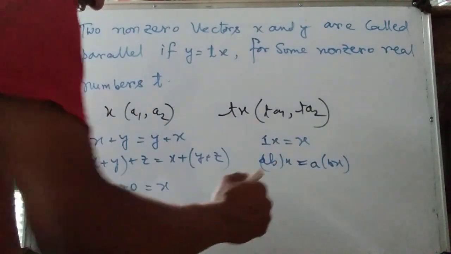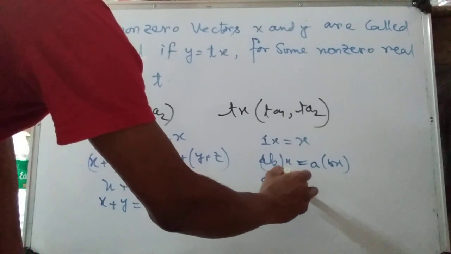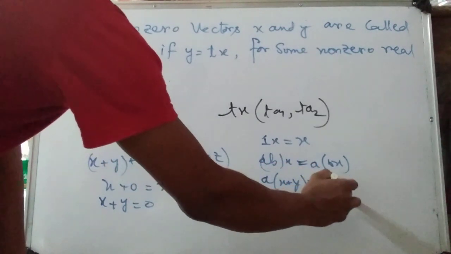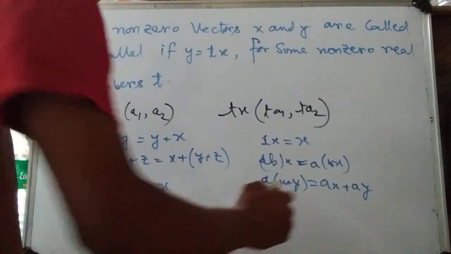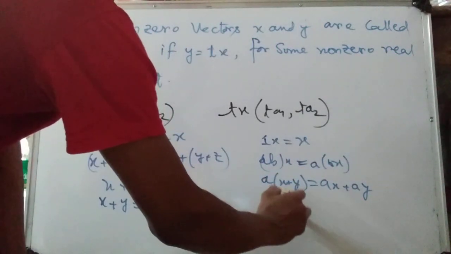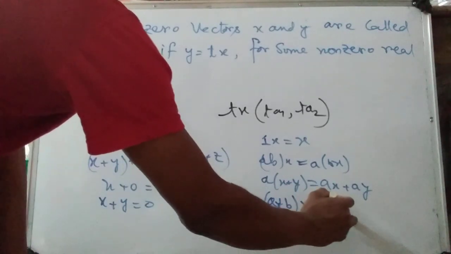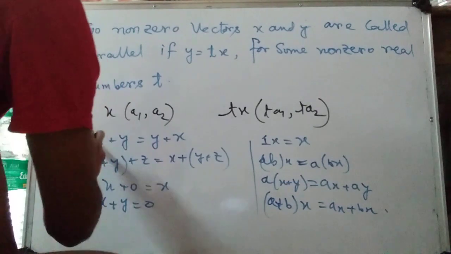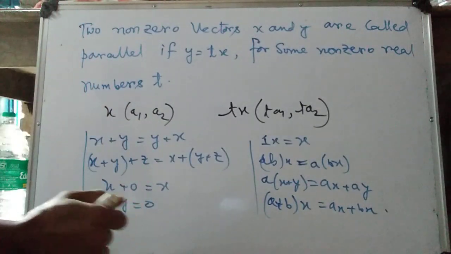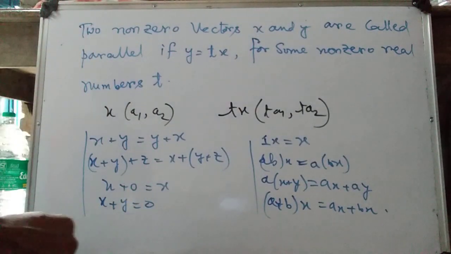And here we also write a(x plus y) equals ax plus ay. And in the same way, (a plus b) times x equals ax plus bx. Okay, so in this way we represent these properties of vectors.